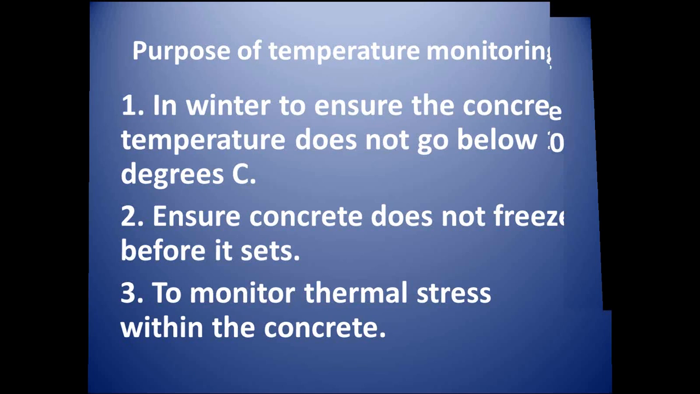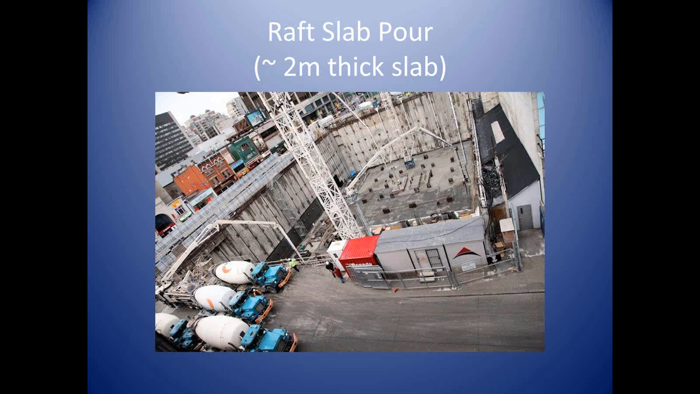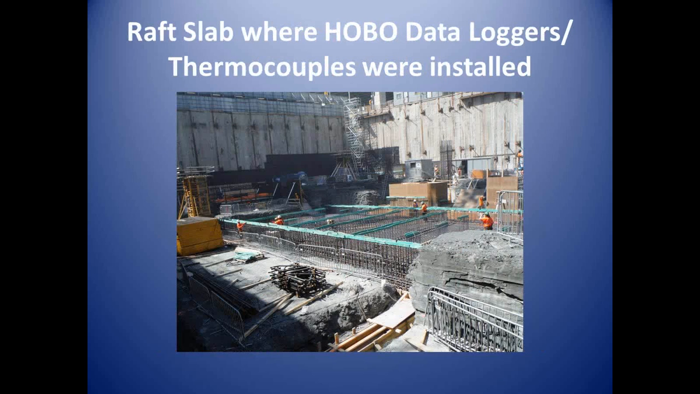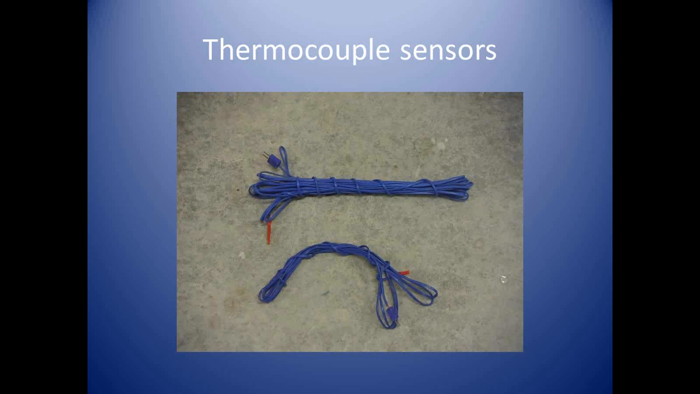The thickness of the concrete slab was approximately 2 meters, 6 feet. And 4 concrete pumps were used to pour this concrete. The thermocouple sensors were installed 1 day before the concrete pour. And the Type T wire thermocouple sensor was installed in the concrete pour area.